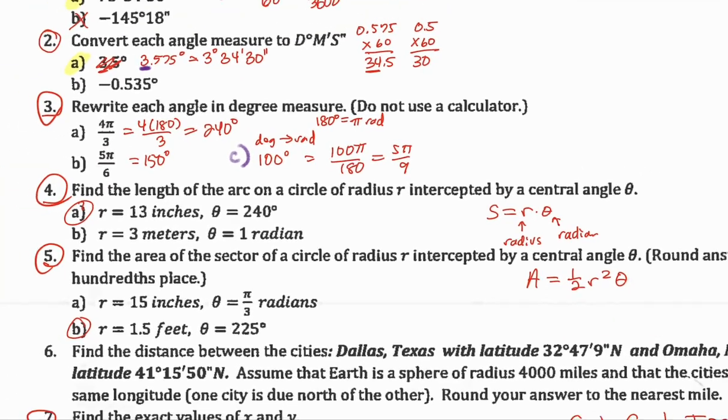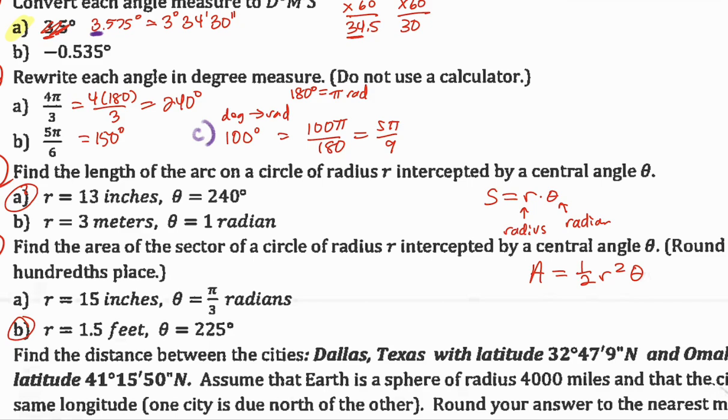So let's look at 4a, because 4b is the easy one. You just multiply 3 times 1. But 4a, we have a little bit of work to do. You have to put this in radian measure. So, you know, it's 4 pi over 180.